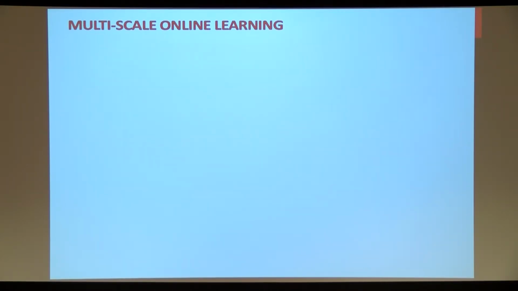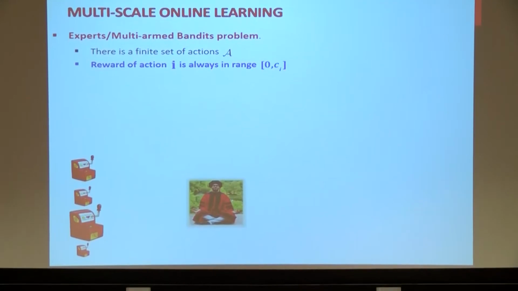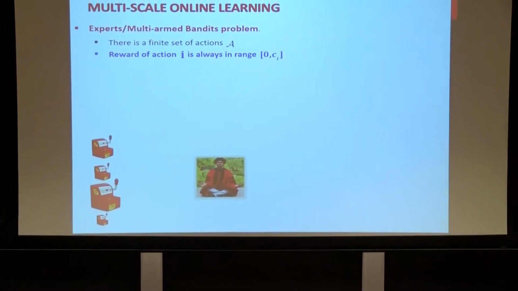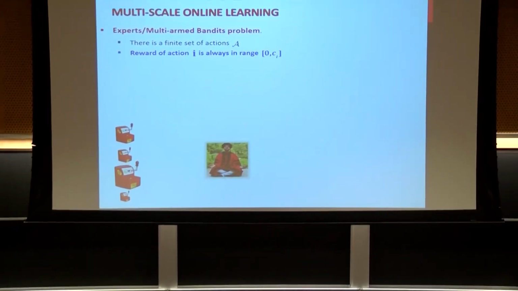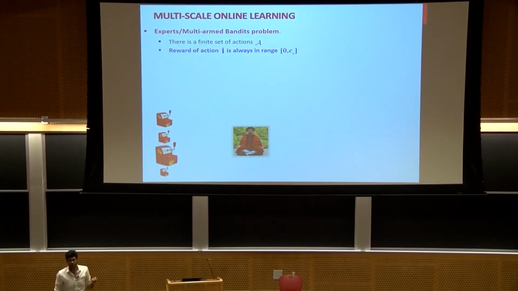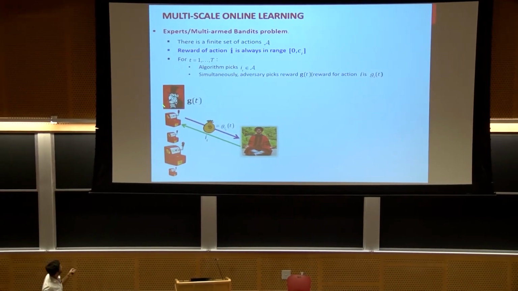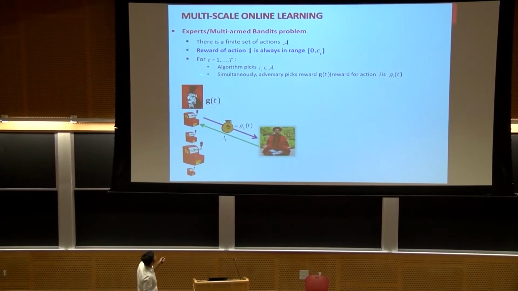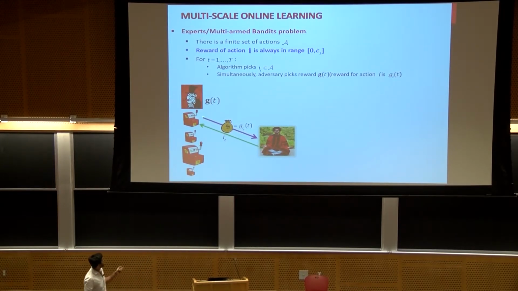So what is multi-scale online learning? It is, in fact, the standard setting of learning from experts or bandits in which I have a finite set of actions denoted by A. Each action or arm has a different range. In particular, action i is in the range 0 to Ci. Here is a game in times t from 1 to capital T. At each time, the algorithm picks one of the actions. Simultaneously, the adversary picks a reward function, let's say g_t. And the algorithm gets the corresponding reward of the action it picked.